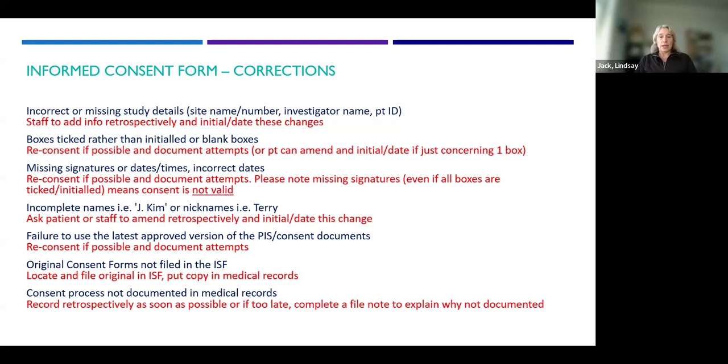If the wrong version of the information sheet has been used, again, reconsent so that it can be clear on paper that the patient has the correct version of the information, and document attempts to obtain that reconsent. If the original consent form is not in the site file, please locate and file it, and a copy should always be uploaded or copied into the medical records.